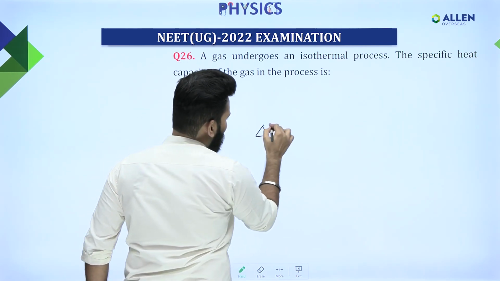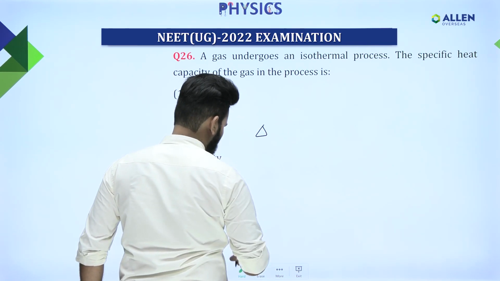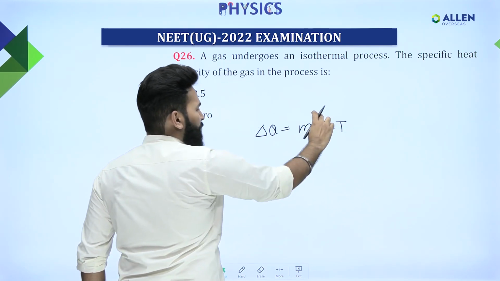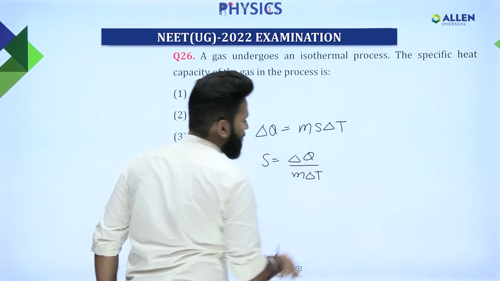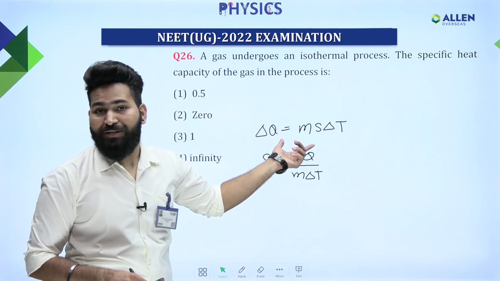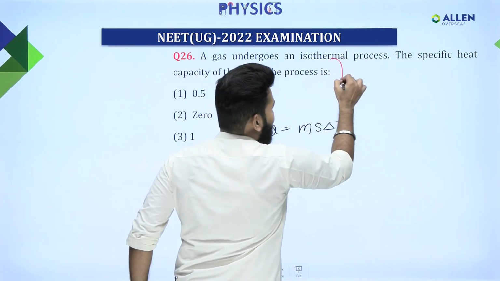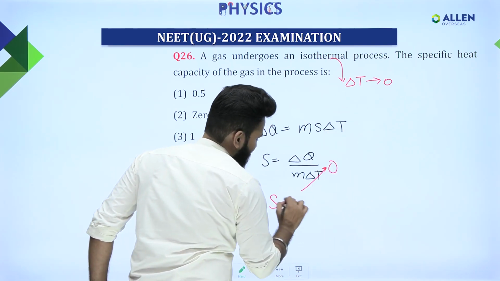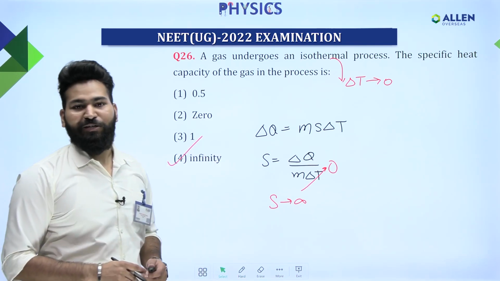So we know that delta Q is nothing but m s delta T. We have to find the specific heat capacity, so this s will be nothing but delta Q divided by m delta T, right? And it is given that the process is isothermal. What do we mean by an isothermal process? The process in which temperature remains constant. That means the value of this delta T will be 0 in an isothermal process, and if delta T is 0, then this s will be infinite, right? So option number 4 will be the correct answer for this question.